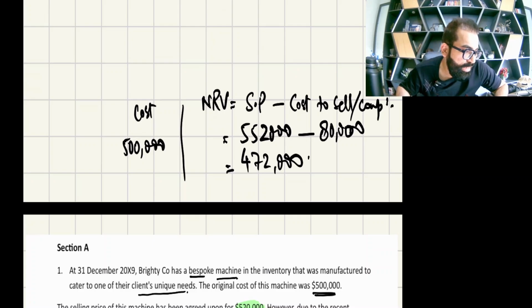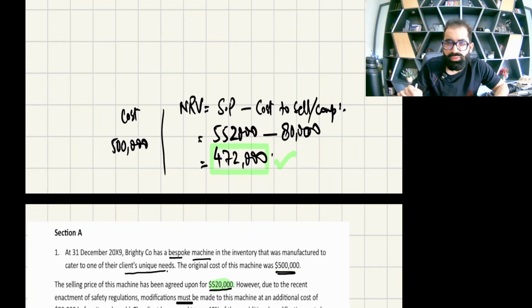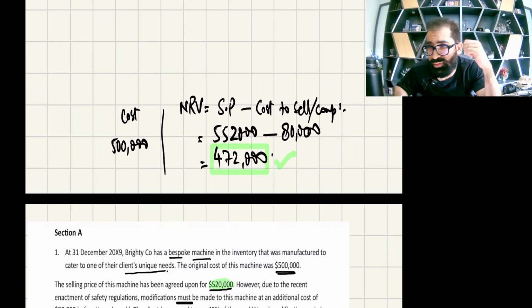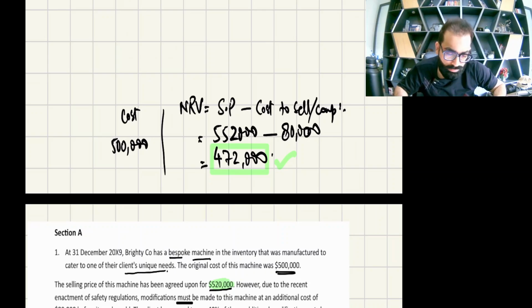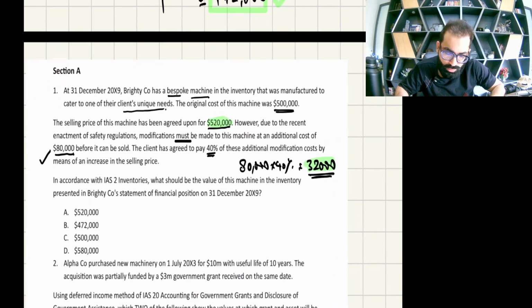Now simply apply IAS 2. IAS 2 clearly says inventory should be recorded at lower of cost and NRV. So here you will record it at NRV. NRV is lower. So 472,000 is your answer. So your first question is done.